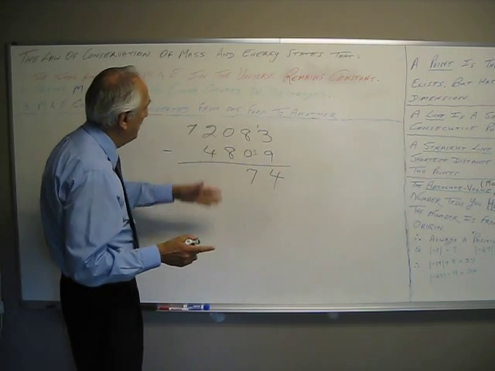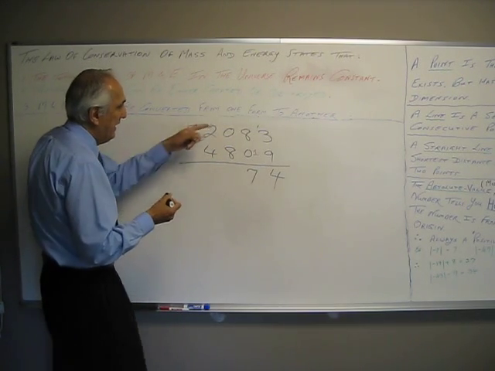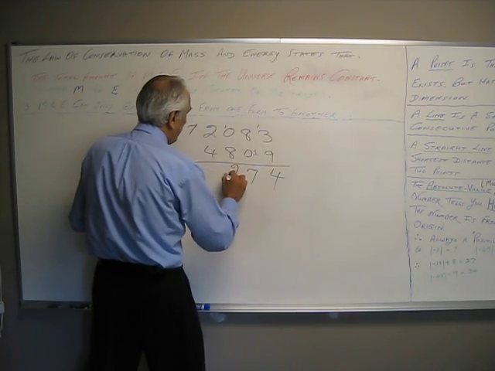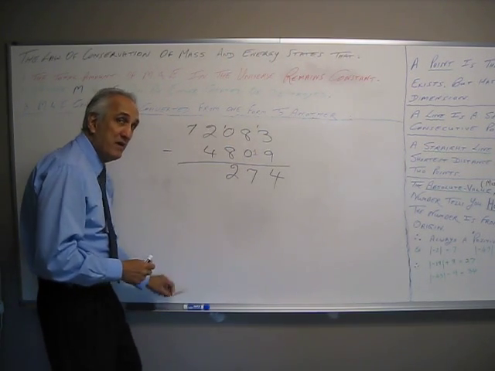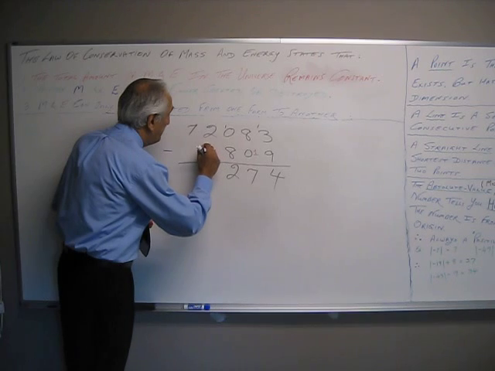Continue. Next column. 0 minus 8. Can't do it. 10 minus 8 is 2. I took help over here. This guy gets increased by 1. This is now 5.